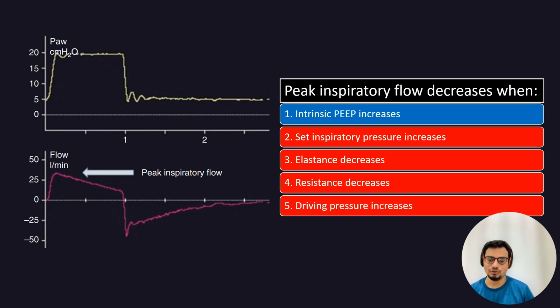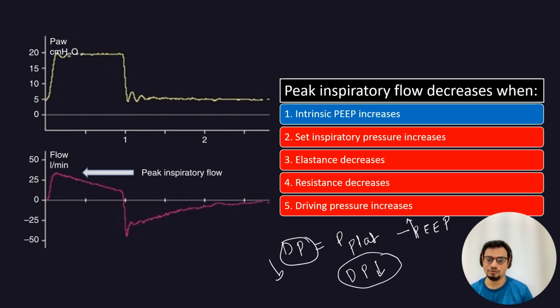Now PEEP. As you know, the driving pressure is equal to P plat minus PEEP. Suppose PEEP increases, what will happen? DP will go down. Suppose DP goes down, the volume will be affected, so the volume will be limited. Then as the volume is limited, the flow will also decrease. So peak inspiratory flow will go down. So this is basically the correct option.